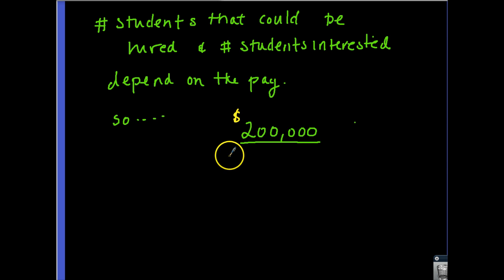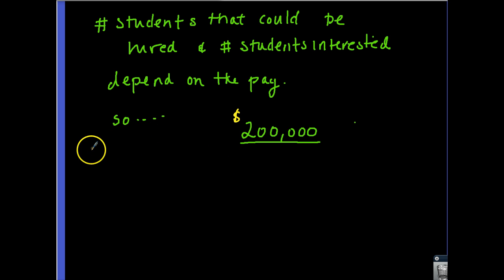we're going to write equations that match some of this information that I'm going to talk about. So for what pay rate will the number of students who can be hired equal the number of students who would be interested in work?